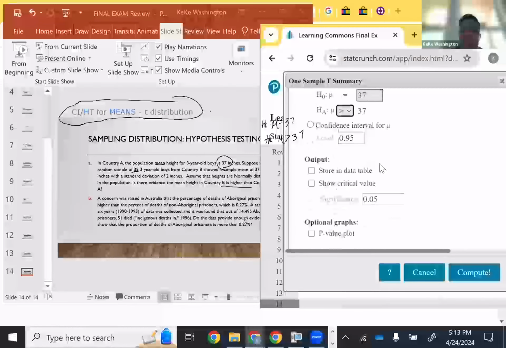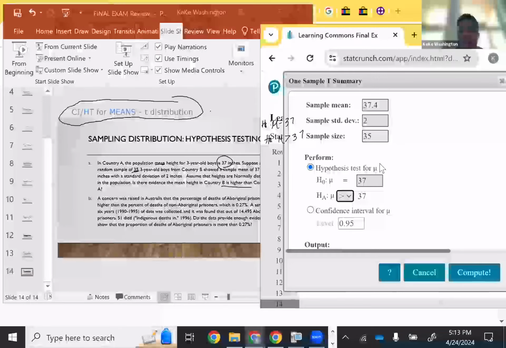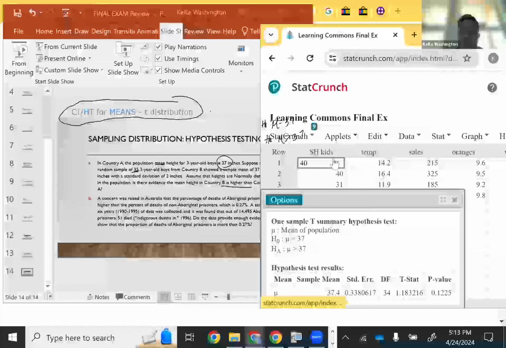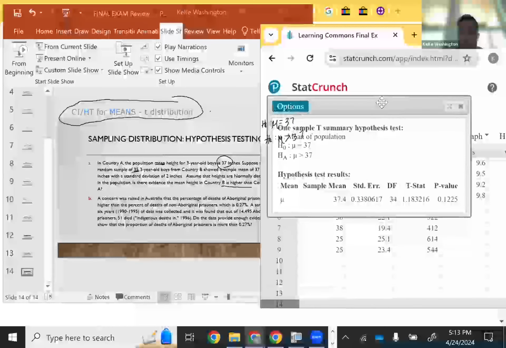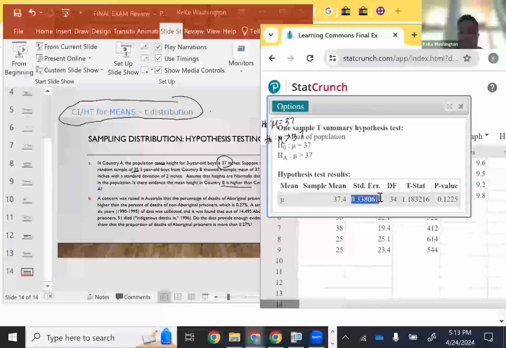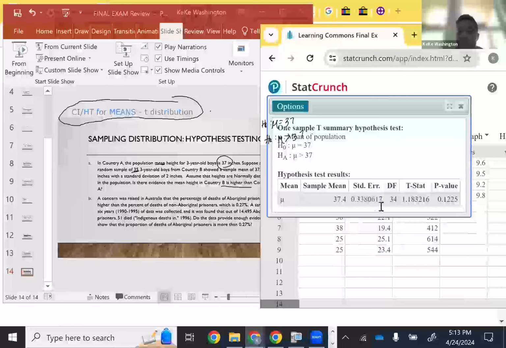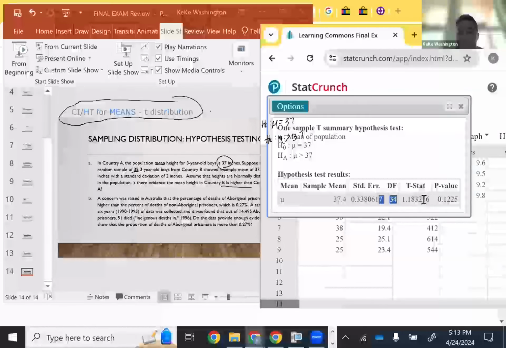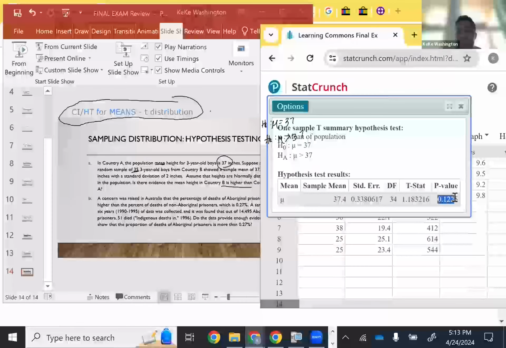You do not need to show a critical value because that's for a confidence interval, not a hypothesis test. Go ahead and compute. There's your standard error if you're asked for it. Degrees of freedom, your t-statistic is given, and then your p-value.